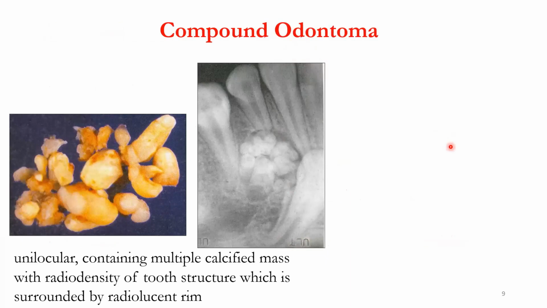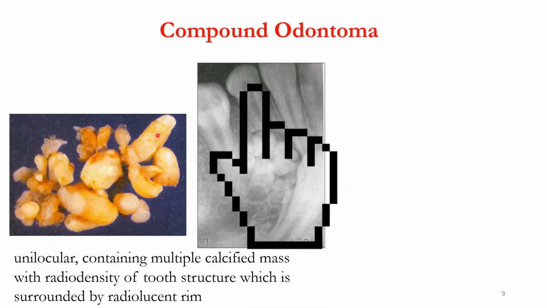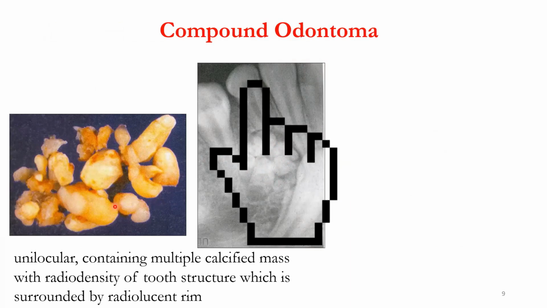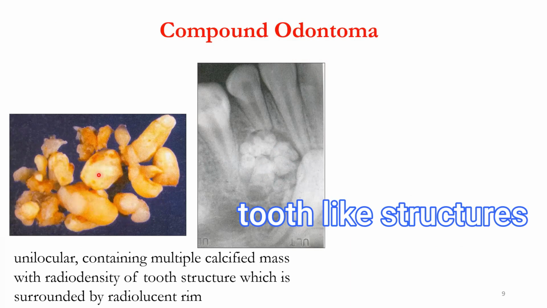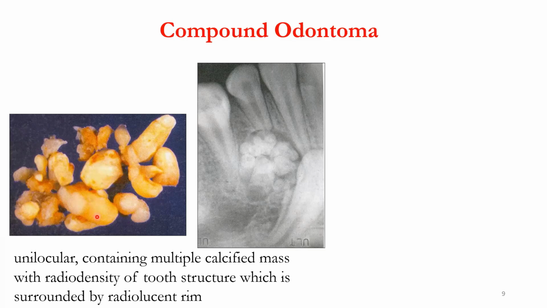So compound odontoma, as you can see, this has already been extracted. Radiographically, it looks like multiple calcified masses resembling tooth-like structures. They're not exactly looking like any of the teeth, like incisor or premolar or any of them, but it does look like a tooth. It resembles a tooth-like structure. And these calcified masses are surrounded by a radiolucent rim.